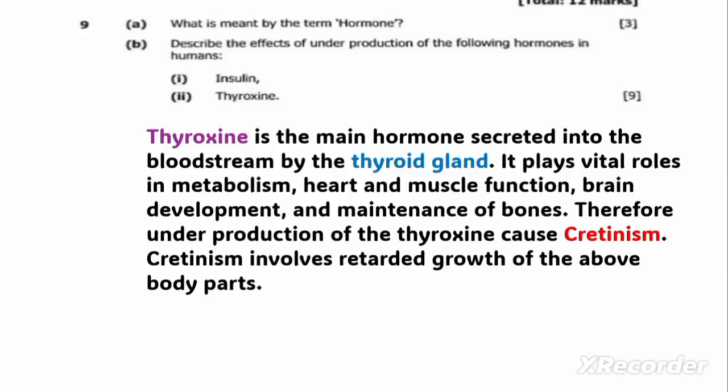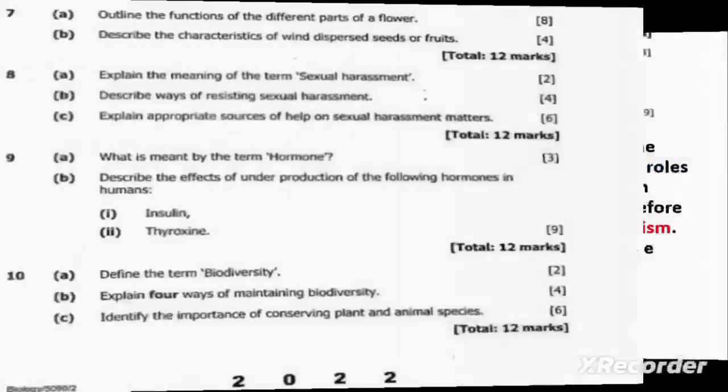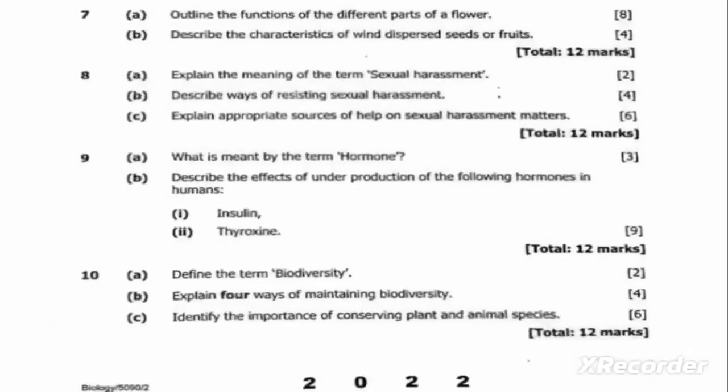We move on to the last question, which is question 10. Question 10a, the question reads, define the term biodiversity. The question is carrying 2 marks. Biodiversity is made up of 2 terms. Bio means living things. Diversity means a wide range.